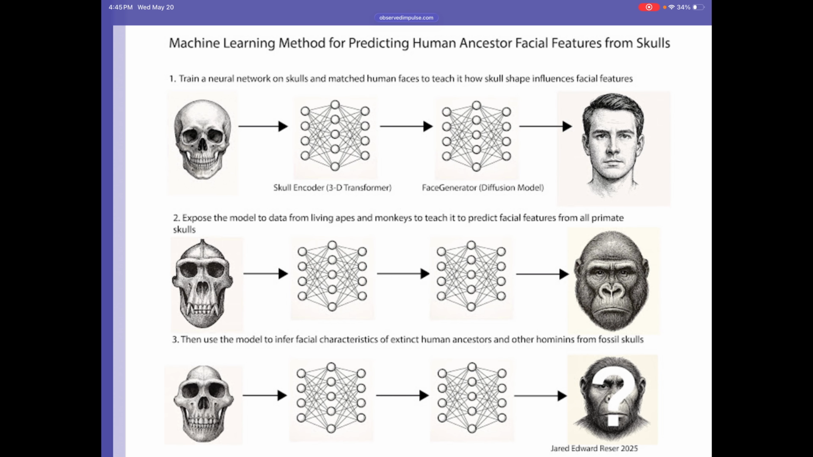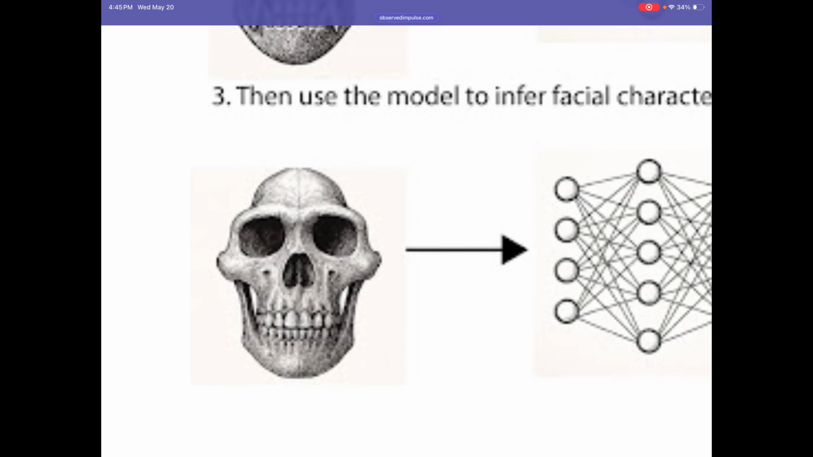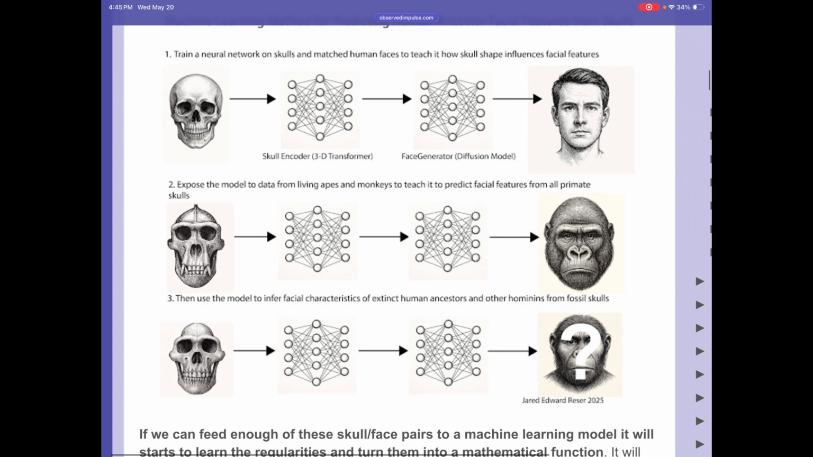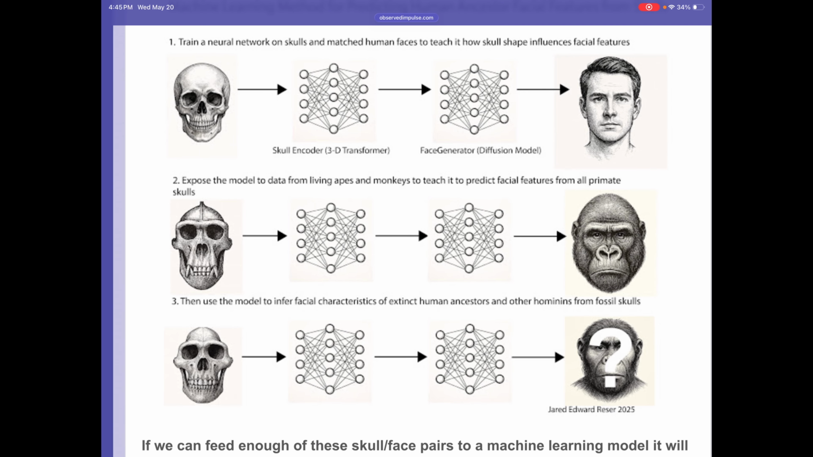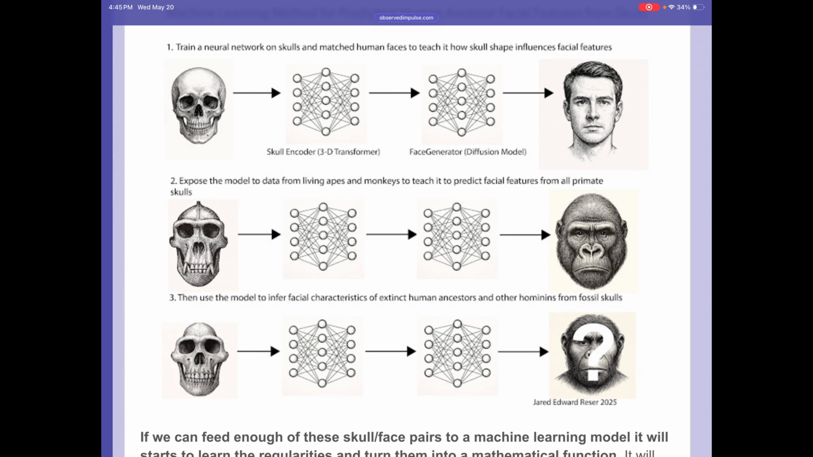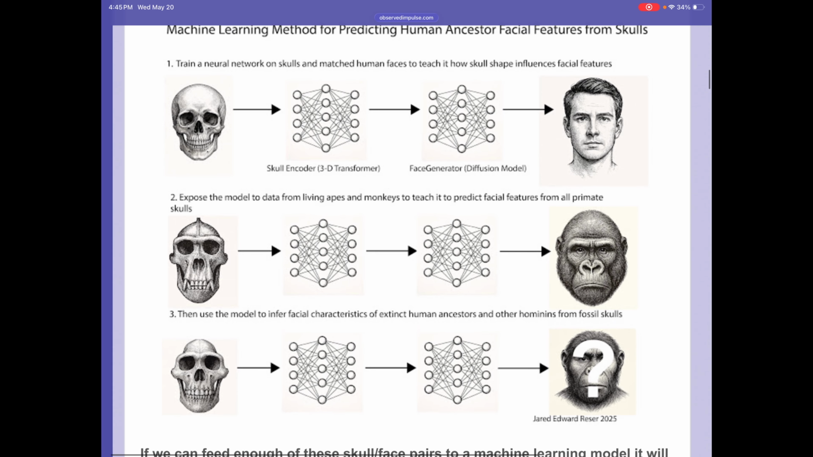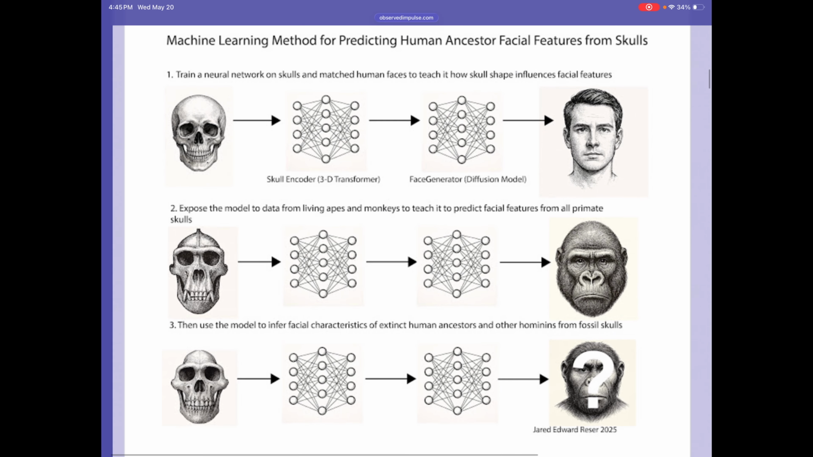from fossil skulls. So we don't have faces for these guys. We don't have soft tissues from them, right? But we do have their bones, including their skulls. And I think that we could just insert their skulls into a system like this and probably get a really good approximation of what they would have looked like. Way better than any artist could imagine.